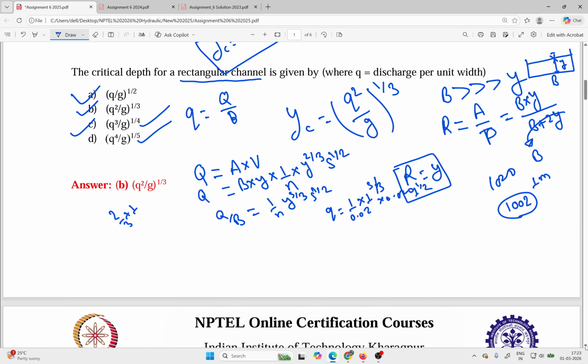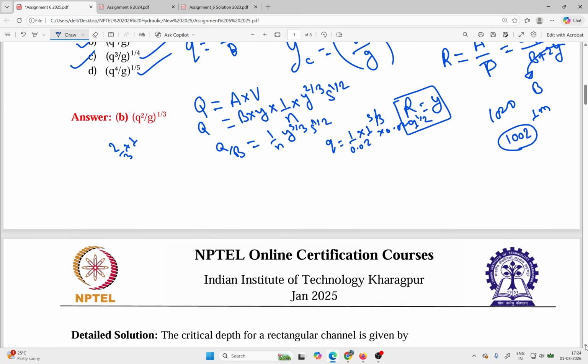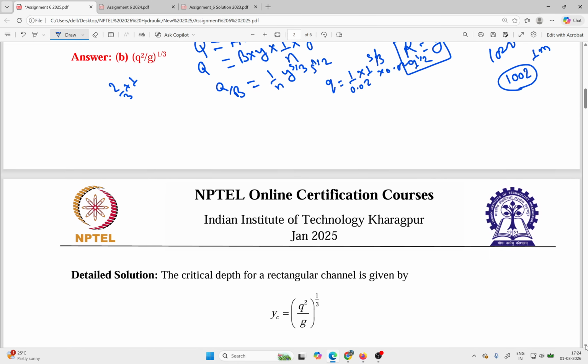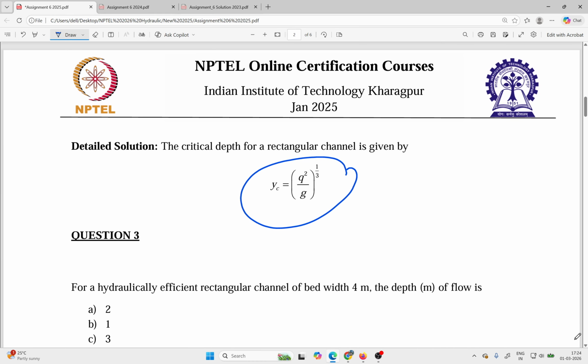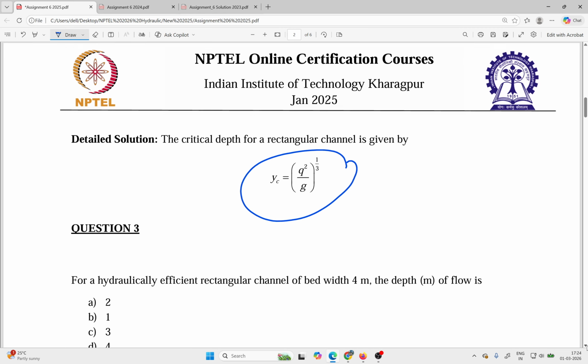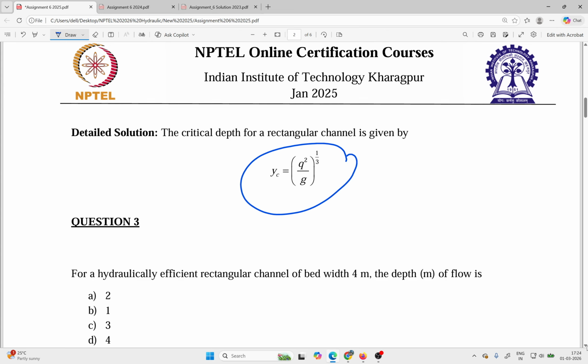Week 6. Remember, please, this formula is applicable only for a rectangular channel, not for other channels. Always remember. While solving questions, you may be tempted to apply this formula to trapezoidal channels as well as the V type of channel, that is the triangular channel, but you cannot apply it.